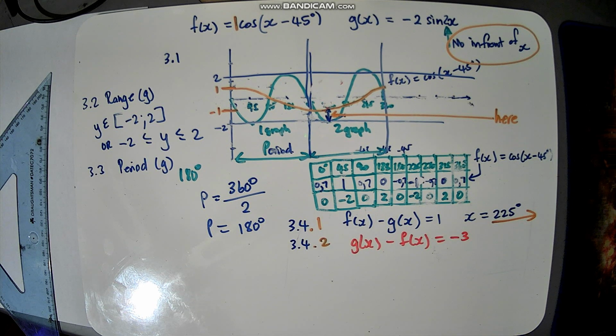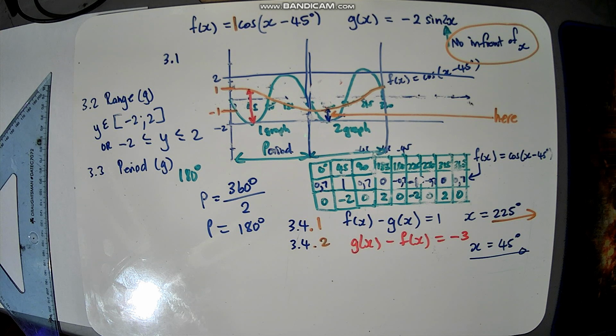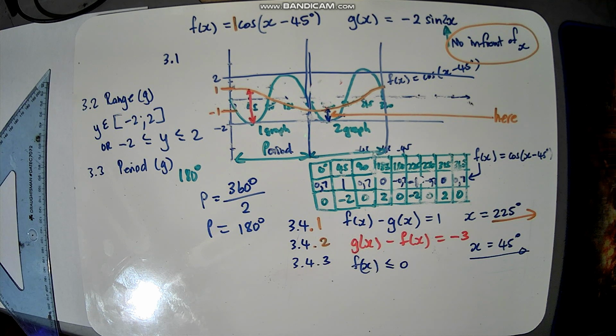Now looking on your diagram, 3.4.2, where one graph subtract the other graph will give you 3 units. See if you can find that. Don't worry about the negative sign, just look where you can count 3 units. Okay, our answer there is when x is equal to 45. Okay, 3.4.3 means f of x is less than or equal to 0.